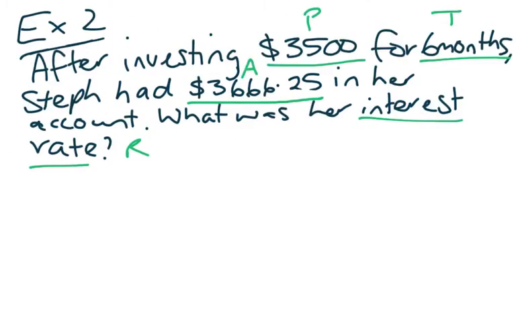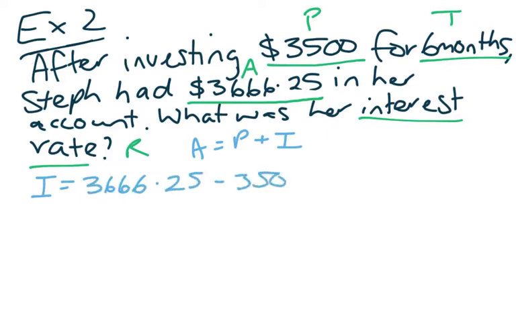So if we're using that formula, we actually need to find the interest first. So using the formula from the first page, A equals P plus I. To find I, we just do what she ended with, take away what she started with. So I is equal to 3666.25, take 3,500. Okay, and that gives you $166.25. So the interest is there.